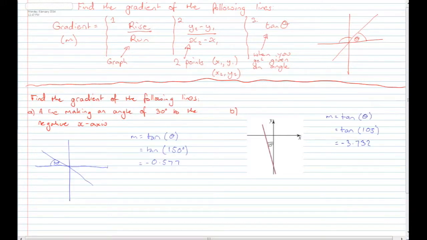Alright, so find the gradient of the following lines: a line making an angle of 30 degrees to the negative x-axis. So what I've done here first of all is I've drawn out the two axes, the x and the y, and then I've drawn out the line where it makes an angle with the negative x-axis of 30 degrees. Okay, so if I know that it's equal to 30 degrees, then this one here, from around here to here, if all of it's 180, then this must of course be 180 minus 30, which is equal to 150.